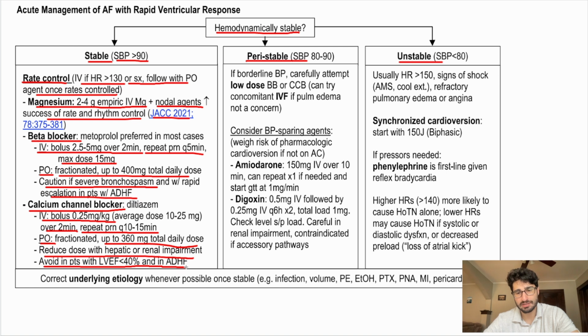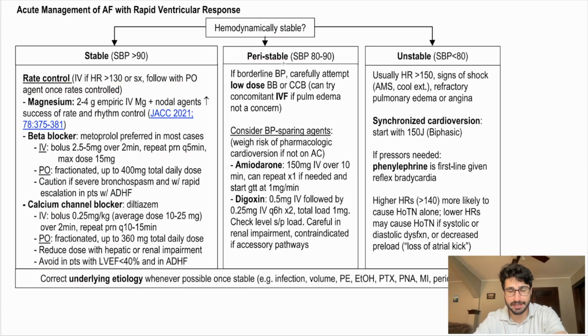Once rate control is achieved, it is going to be essential to investigate and manage any underlying causes of AFib, such as infection, volume overload, pulmonary embolism, alcohol intoxication, MI, or pericarditis, and so on.